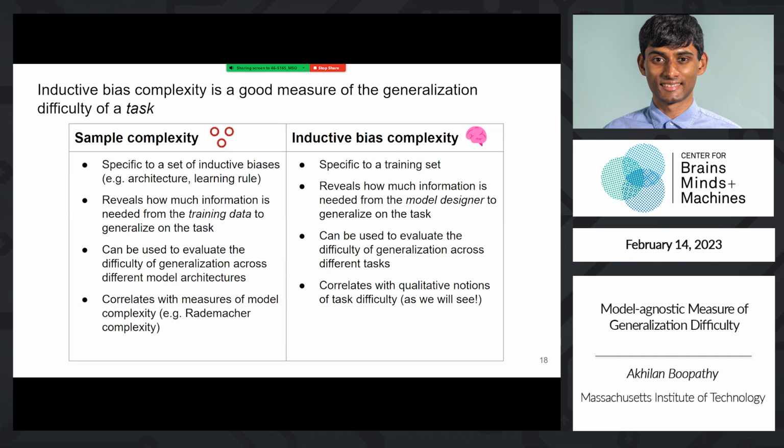Now, sample complexity, people have shown in the generalization literature, correlates with measures of model class complexity. So people have shown things like you can upper bound the number of samples you need to generalize with some measures of model class complexity, like Rademacher complexity, with more constrained model classes meaning that you need fewer training samples to generalize. Analogously, we'll see that inductive bias complexity correlates with qualitative notions of task difficulty. And we'll get into this in the experimental results. And then finally, sample complexity is relatively easy to quantify. You can just take a model, train it on a task, and then see how many training samples we need to generalize well. Inductive bias complexity, on the other hand, is harder to quantify. And actually, to our knowledge, no quantitative measures of this exist yet. There's only qualitative ways to assess inductive bias, but nothing quantitative so far.